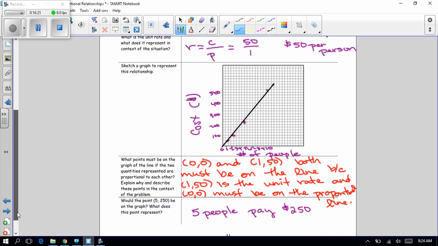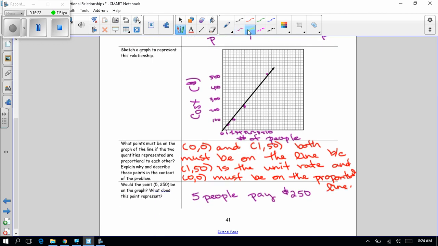And this is really super important. So if you struggled with this one, I understand. But it is really super important. I'm putting a star by it. I want to make sure that we all get this. So if you don't have it, please write it down. 0, 0, and 1, 50 both must be on that line. They have to both be on the line.